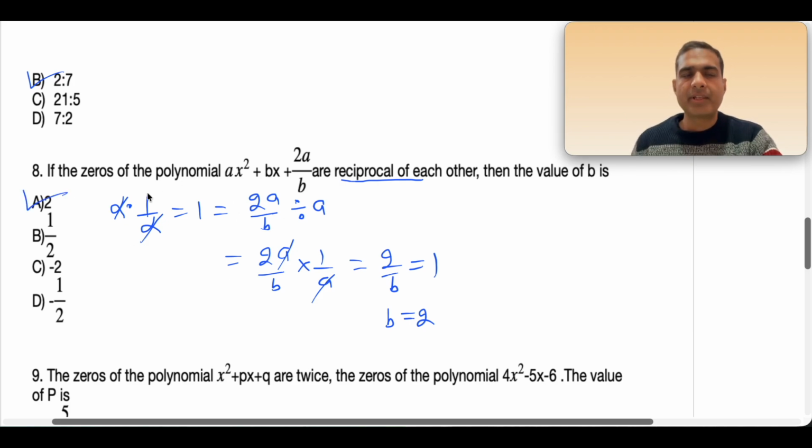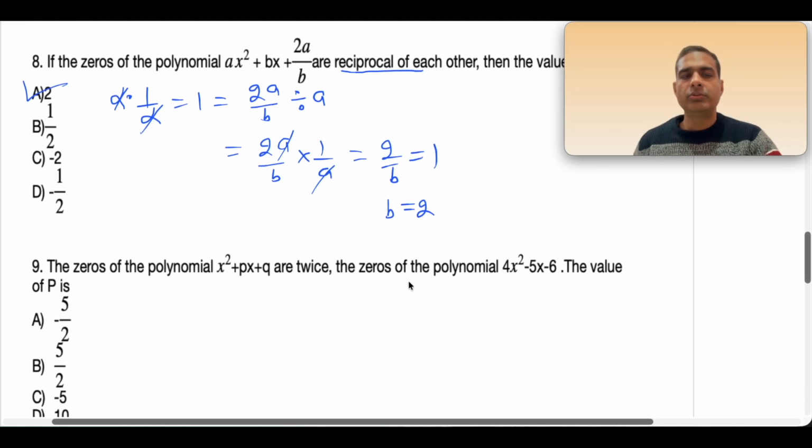What was the question? It was given that zeros of the polynomial are reciprocal of each other. So we inferred that if the zeros are reciprocal of each other, their product will be 1. So if the product of the roots is 1, it means the constant term 2a by b divided by the coefficient of x square, that is a, should be equal to 1. So we changed the division into multiplication and reciprocated a. So we got 2 by b should be equal to 1. So b should be equal to 2. Now moving to question number 9.